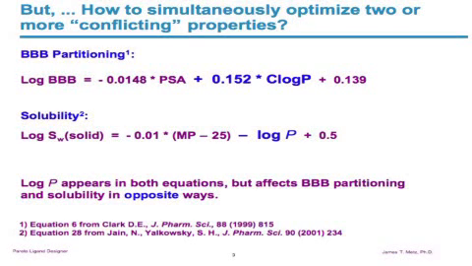So if you believe this equation, for molecules that would have approximately the same melting point, as we would increase log P, that would decrease solubility. So therefore, the issue is, how could we possibly simultaneously optimize properties that would, at first glance, seem to somehow conflict with one another? Is it even possible?